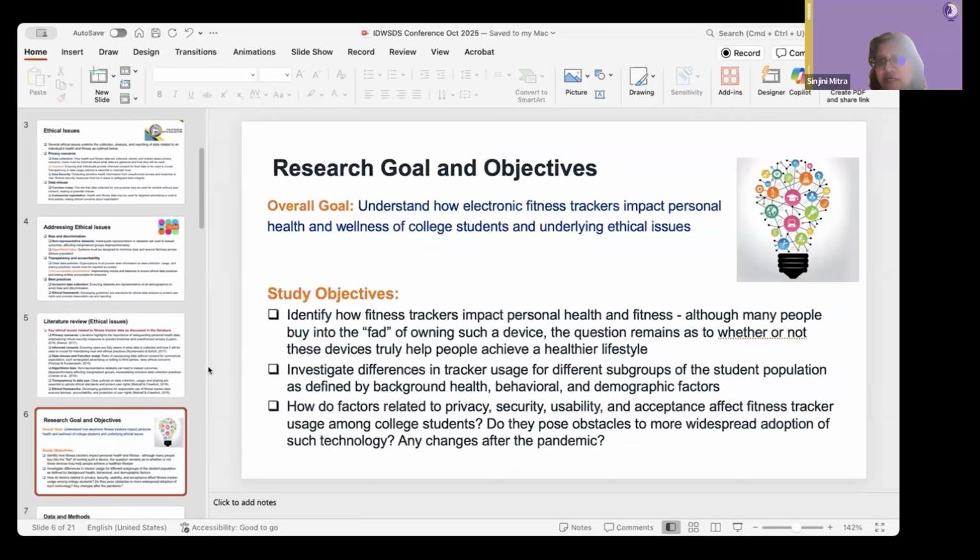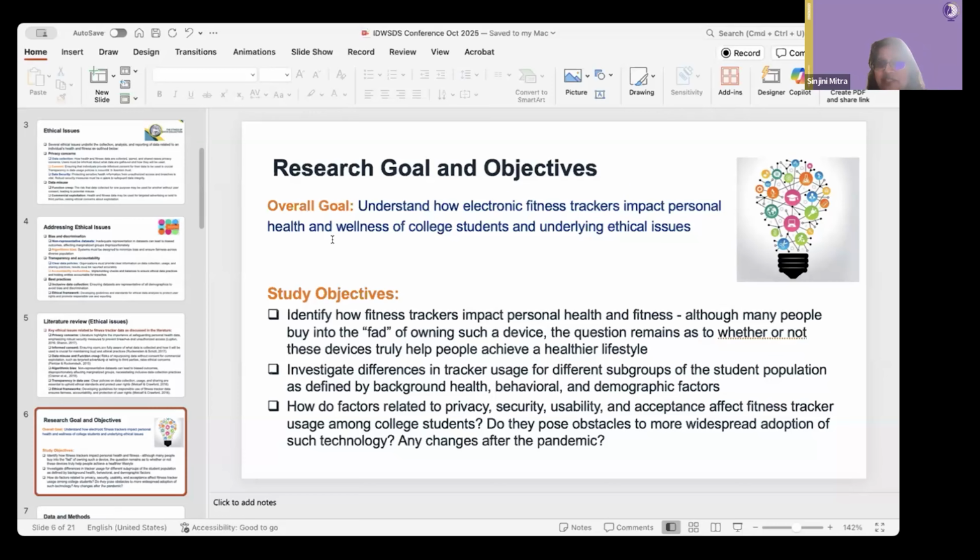I'm going to now briefly describe the study that I did. Again, it's an empirical, exploratory study, trying to identify how fitness trackers impact personal health and wellness of college students and the underlying ethical issues. Although many people buy into the fad of owning such a device, I guess this was probably more a few years back. I guess now it's become more mainstream.